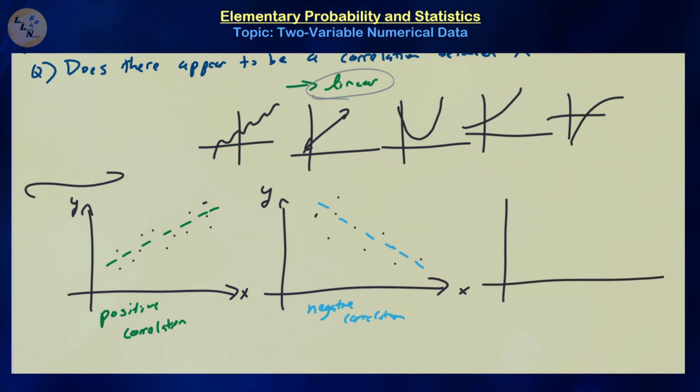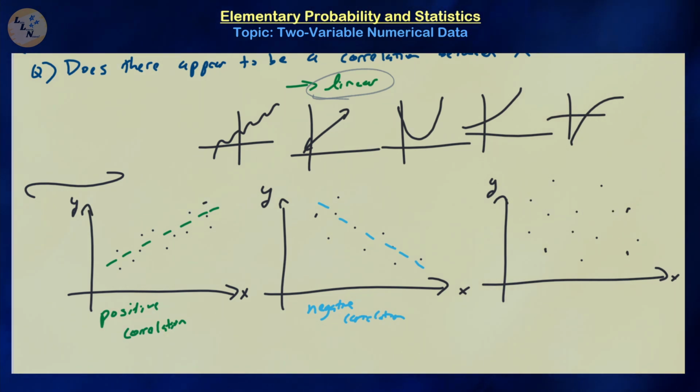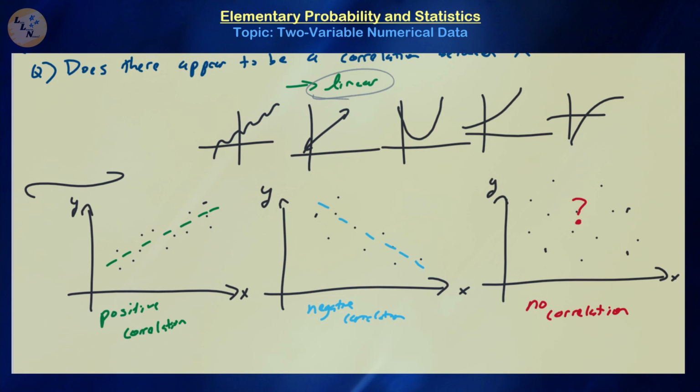Or your data values could look something like that, right? A bunch of scattered points. And you look at that, you're like, well, I don't really see any point or pattern there, so I would say that there is no correlation between x and y in that particular case.